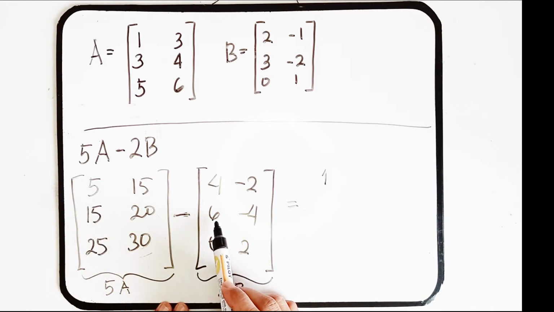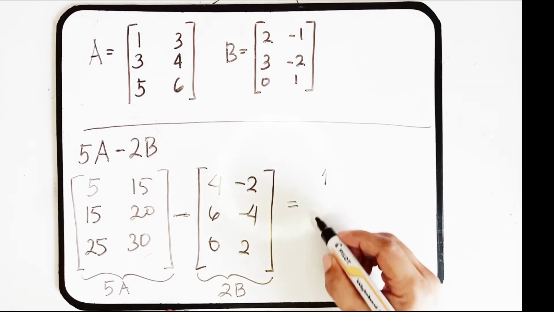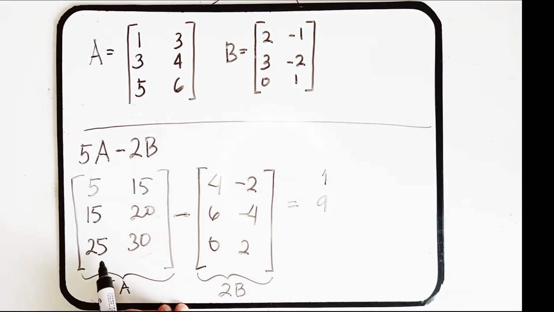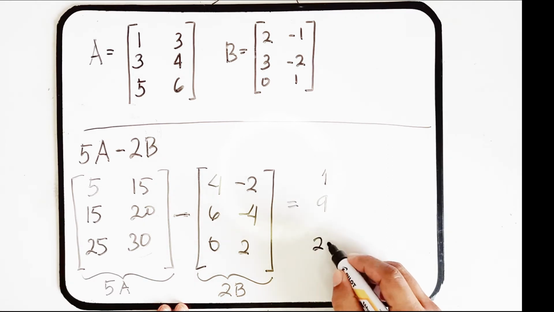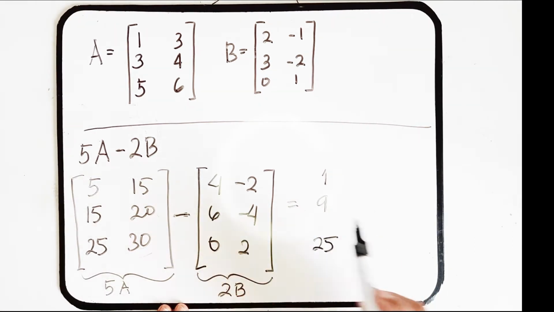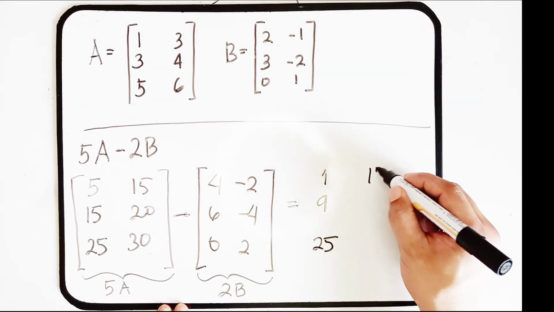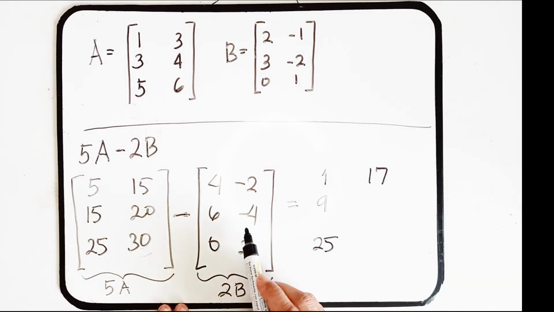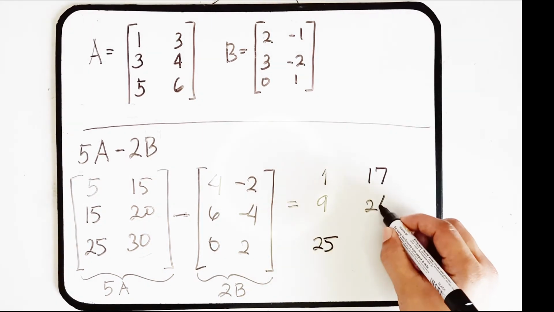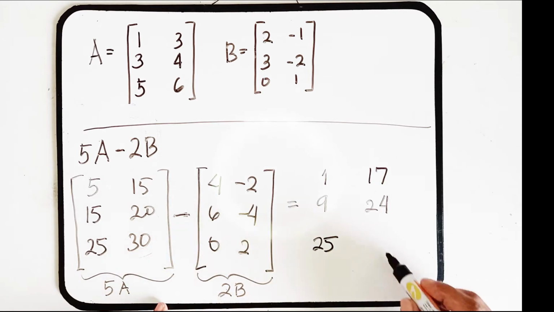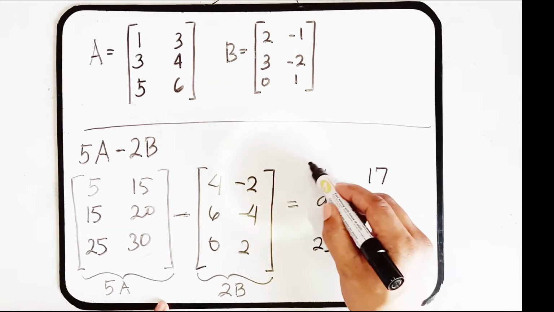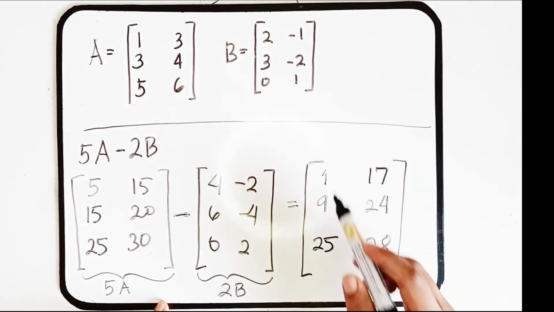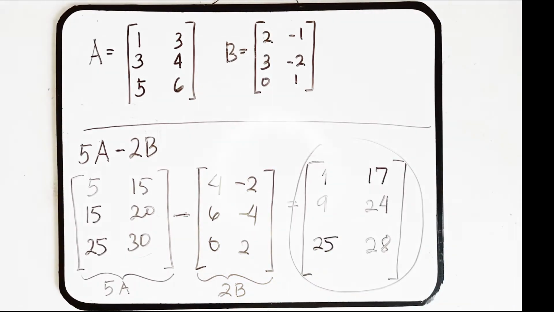15 minus 6, that is 9. 25 minus 0, that is 25. Or 15 minus negative 2, that becomes positive, so it will become 17. 20 minus negative 4, this becomes 24. And then 30 minus 2 becomes 28. So this is our final answer. Okay, there you go. And that's how addition, subtraction, and multiplication by scalar in matrices work.